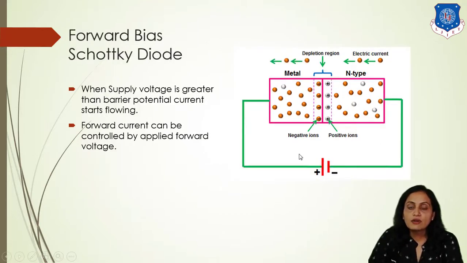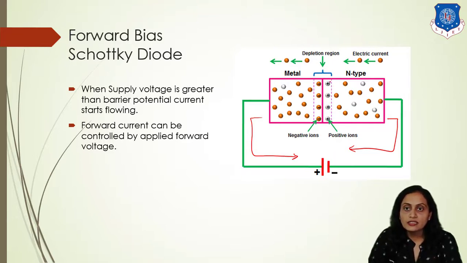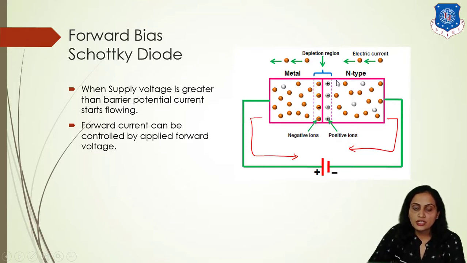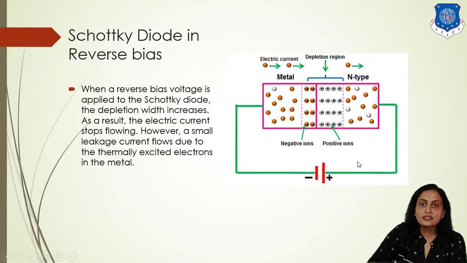Now we are applying the forward bias to the Schottky diode. This is the metal side. It is connected to the positive terminal of the battery. This is N side connected to the negative terminal of the battery. Then as we increase this forward voltage, the barrier potential at the depletion region is going to decrease. And the forward current can be controlled by applied forward voltage. When this supply voltage or battery voltage is greater than the barrier potential at the depletion region, at the junction, the current starts flowing.